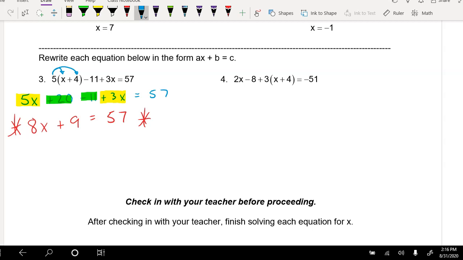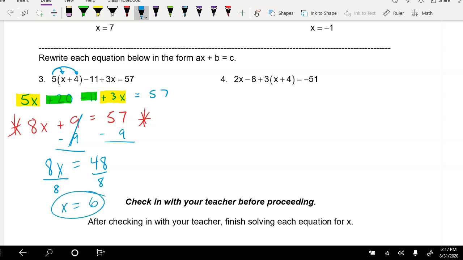I'm going to use the reverse operations to undo that. So since it's multiplying then adding, I'm going to reverse that. I'm going to subtract and divide. So first I'm going to subtract 9 on both sides. 8 times x remains the same. 57 minus 9 is 48. Now, since it's multiplying, I'm going to divide both sides by 8. I'm reversing what's happening. And I get 6 as my final answer there.